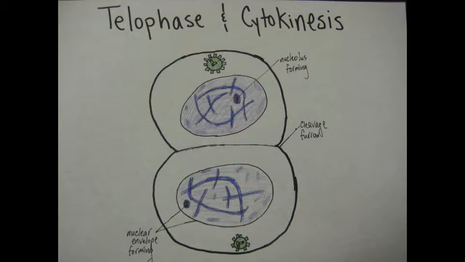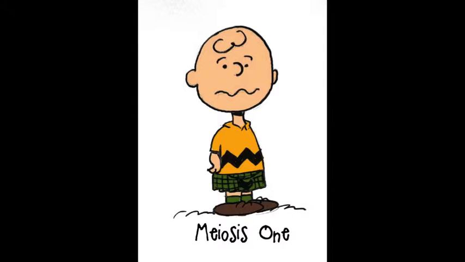Most times, telophase and cytokinesis, which is the division of the cytoplasm and separating of the two cells, occur simultaneously. In animal cells, a cleavage furrow, which is a contractile ring of microfilaments, splits the cells in two. In plants, vesicles form a cell plate which becomes the new cell wall.